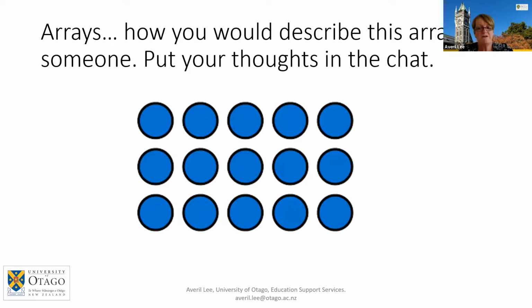I'd like to move now and have a quick look at arrays. If I couldn't see this picture and you had to describe this array to me, how would you describe it to someone? Can you pop your thoughts in a chat, please?